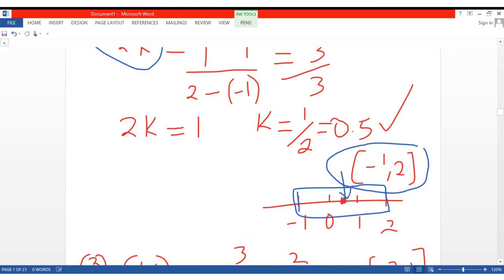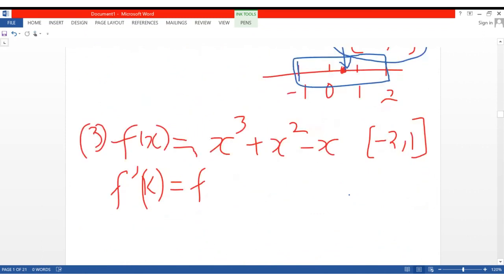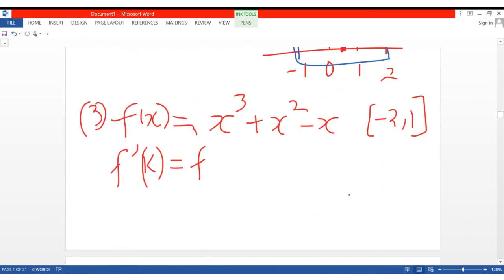Now I was on example number 3, where f of x was given by x to the power 3 plus x squared minus x. This is the interval that we have been given. First of all, you must start with the wording. Since f of x is a polynomial, it is continuous on the closed interval -2, 1, and differentiable on the open interval -2, 1. So that is the wording you start with. Then you go now to the formula. F prime of k will always be given by f of b minus f of a all over b minus a.